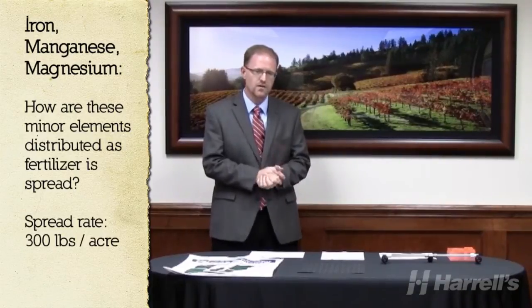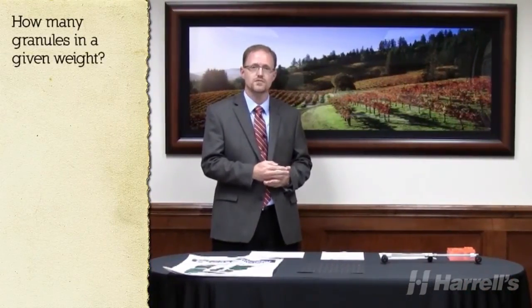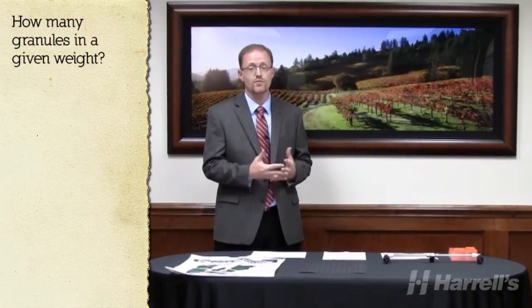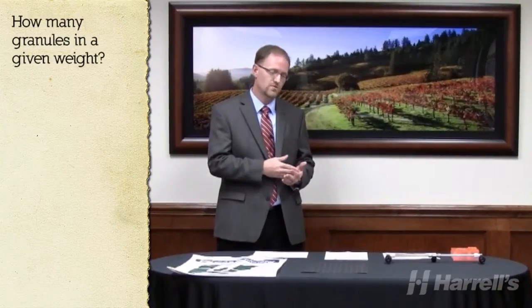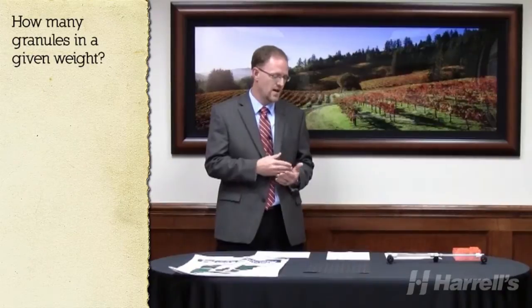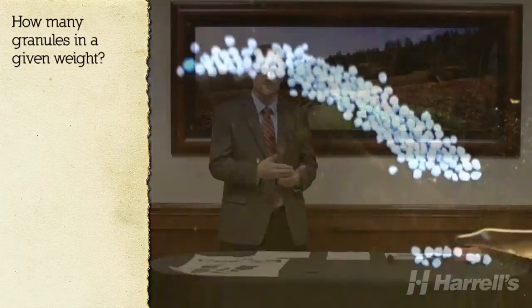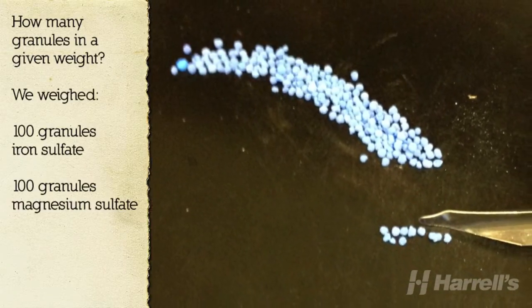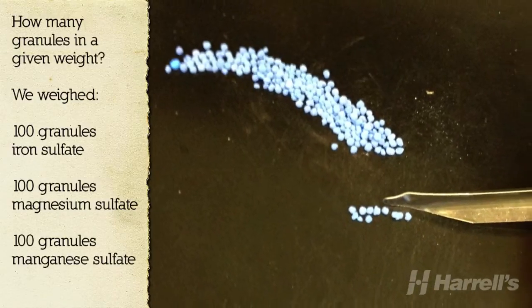And knowing that, we will then need to know a few other things in order to determine how many granules are actually spread out. And the first thing we need to know is how many granules of those minor elements are actually in a given weight. So how do we determine that? We took those minor elements into a lab and we counted 100 granules of iron sulfate, 100 granules of magnesium sulfate, and 100 granules of manganese sulfate, and we weighed them.